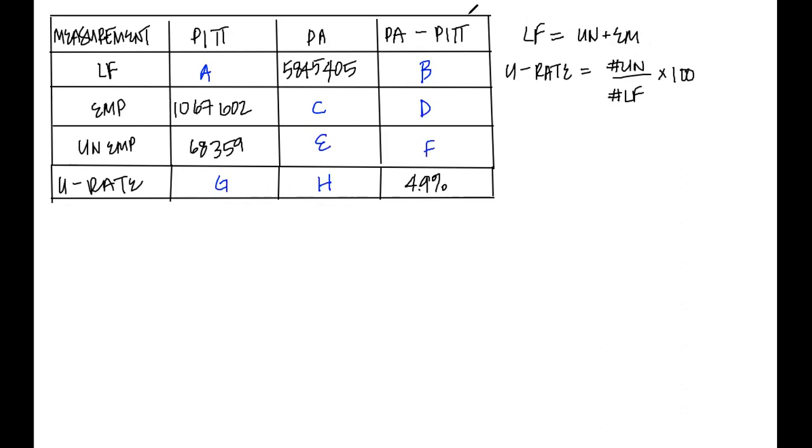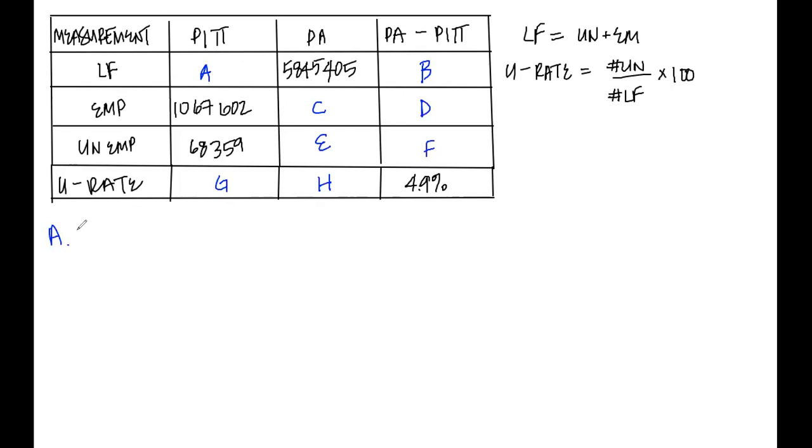So looking at this table, the best thing to look at is each of these two equations, both of them require 3 variables. So the only way you'll be able to solve them is if you have 1 unknown variable and 2 known variables. So looking at our given information, we can determine which things we know and which things we don't. So I'm going to solve for A first because we have the unemployment amount and employment amount for Pittsburgh. So adding those two together, we can find the labor force.